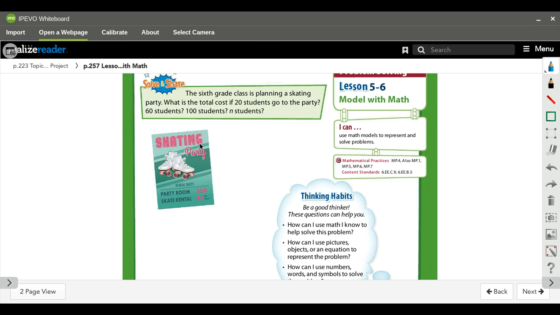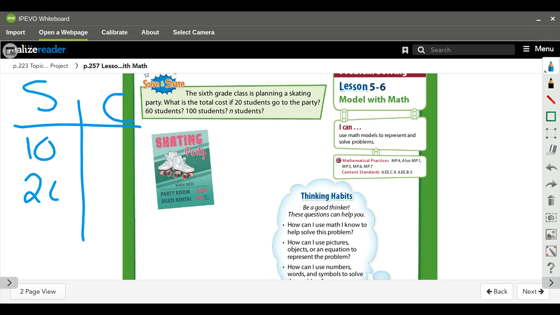So the input-output table is going to be on this side. I'm going to have students and cost. So I have 20 students go to the party. So I'm going to do 20, 60, 100, and then figure out what the cost will be if I have n students go to the party.